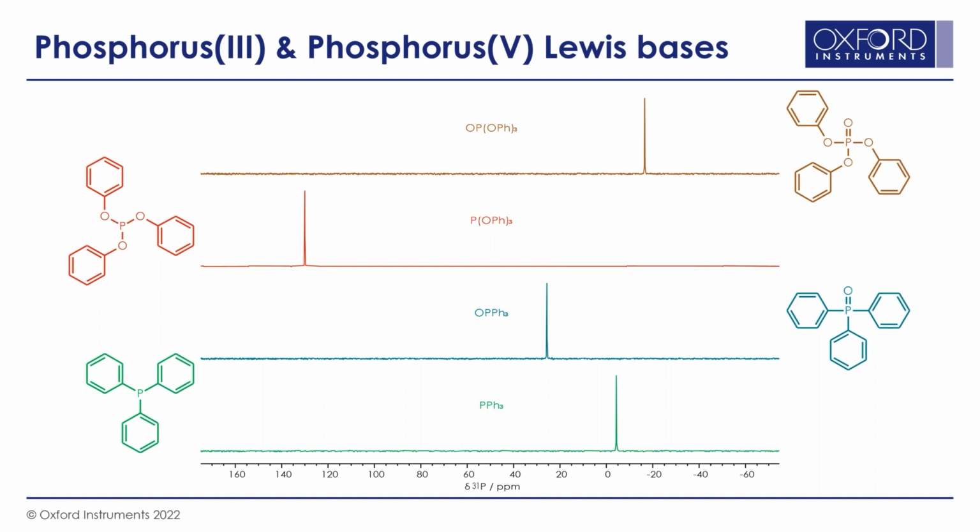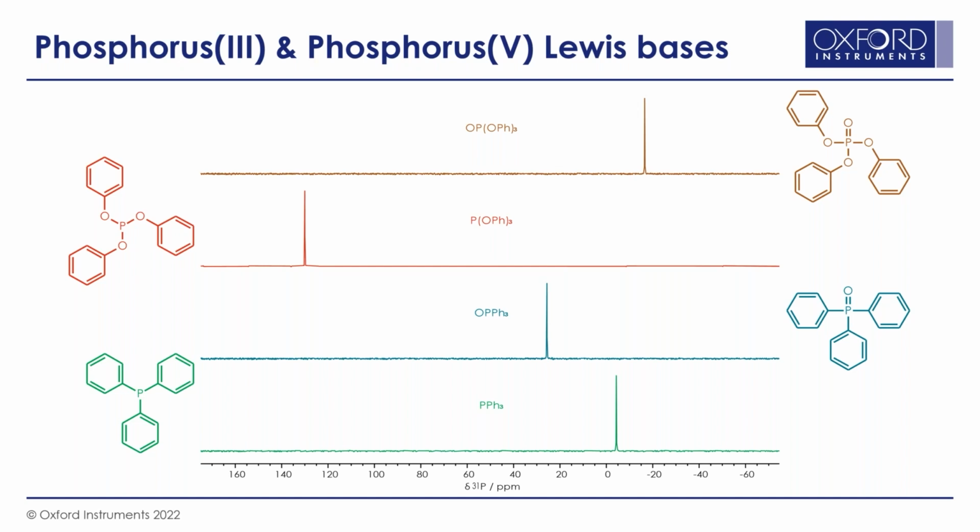This can be shown by looking at the phosphorus-31 NMR spectra of triphenylphosphine in green at the bottom, triphenylphosphine oxide in blue, triphenylphosphite in red, and triphenylphosphate in brown at the top. These compounds have effectively identical proton and carbon NMR spectra arising from the phenyl rings, and yet can be readily distinguished by their phosphorus-31 NMR spectra.